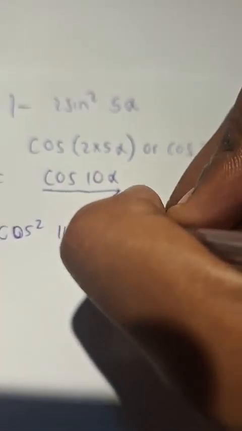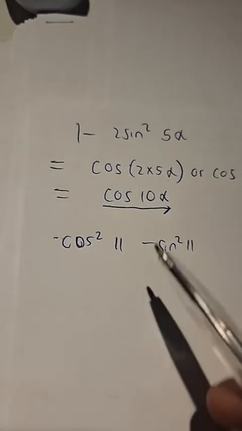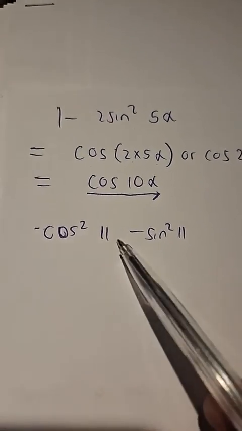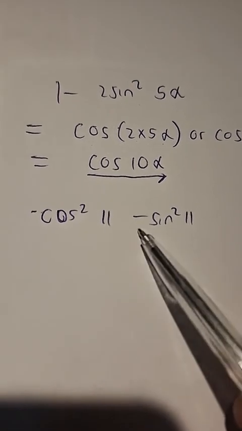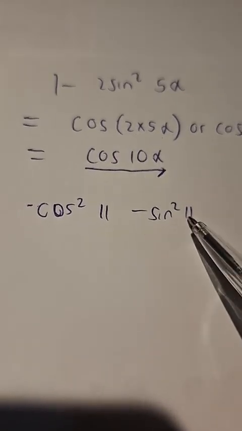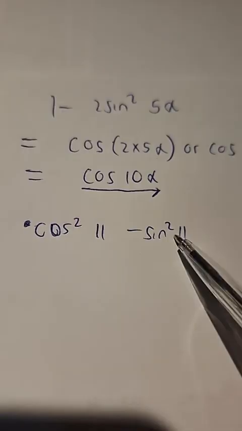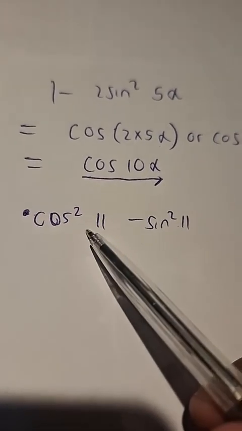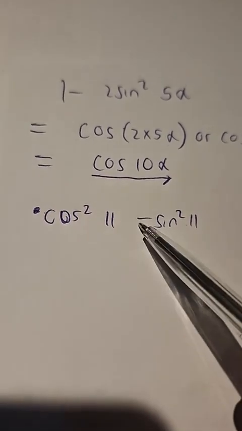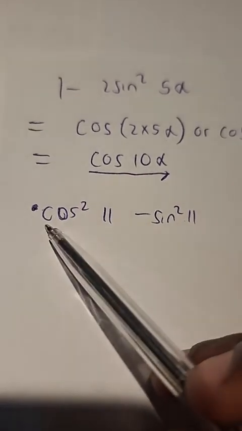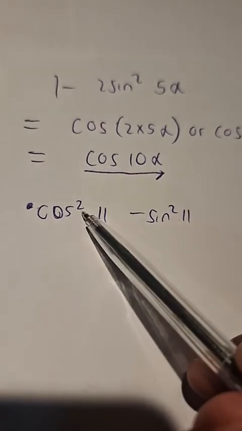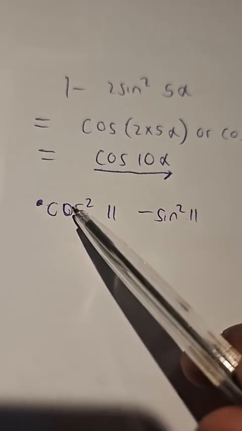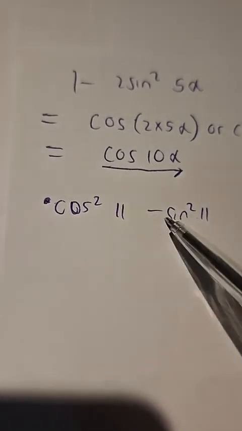Cos squared of 11 minus sine squared of 11. If we look at this expansion, cos squared 11 minus sine squared 11. Like I said, guys, this may look like we have the identity that we learned in grade 11, but this is not it. This is the double angle expression, because there's the difference, and we're starting with cos squared 11 minus sine squared 11.